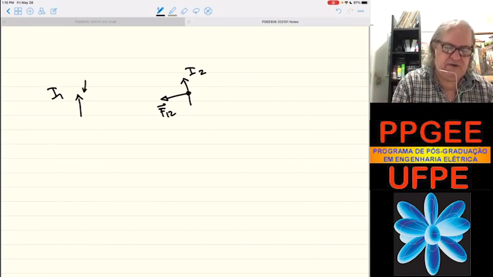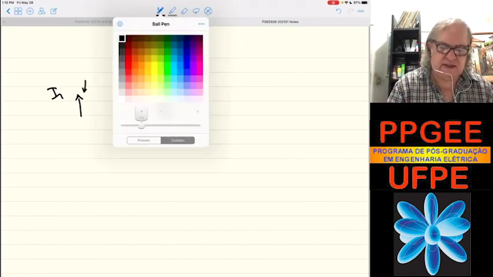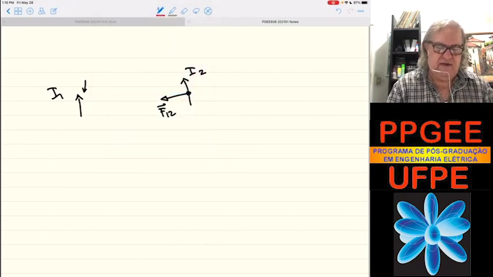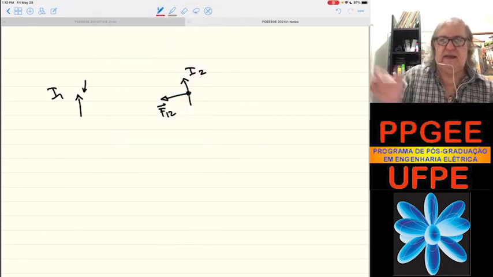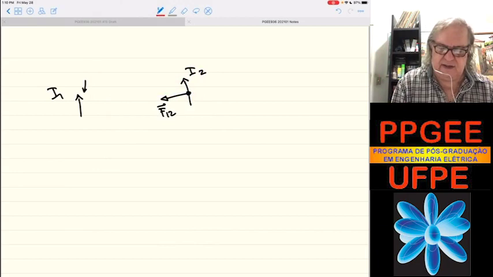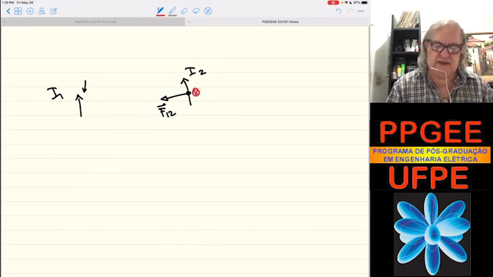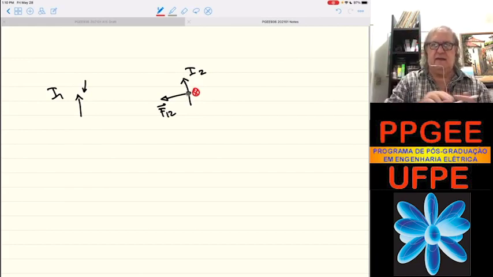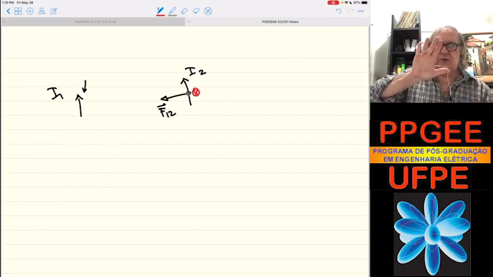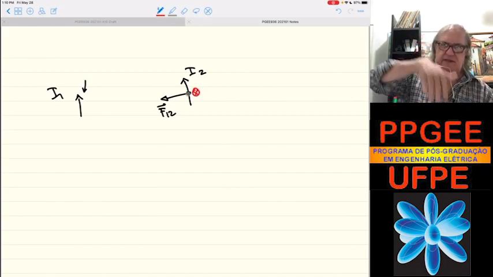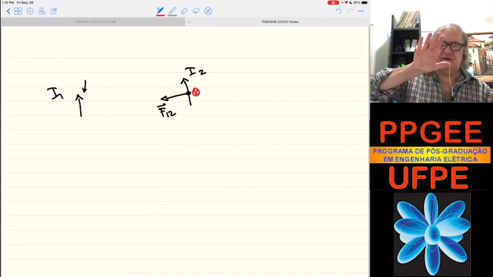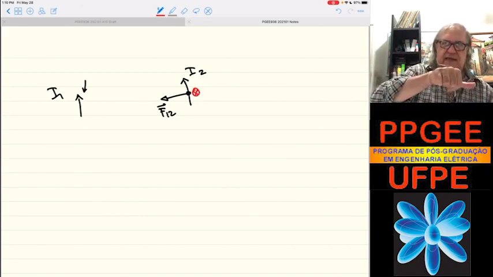Well, what is the field due to I1? I'm going to draw just the direction of the field. The field due to I1 is something that enters the screen, something like this. And the force on this element here is I times this vector, right? This vector cross product with this vector B, which is entering. So this vector cross product with that is going to be a force like this.